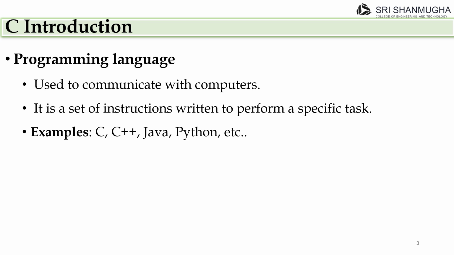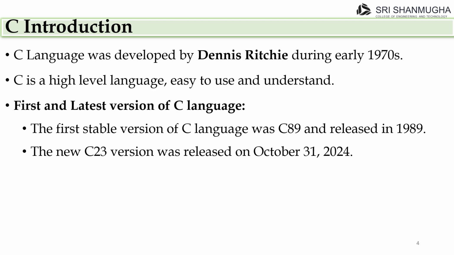This programming language is used to perform specific tasks with the help of instructions. It forms a set of instructions to perform some specific task in your computer. For example, C, C++, Java, Python. Like this, many programming languages are available to do operations.